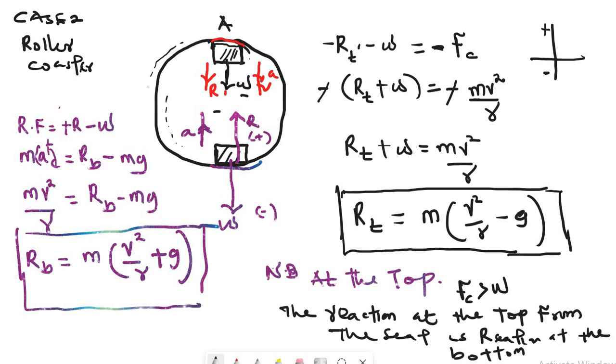Take note of that. And also, if B is not large, then at the top of the circle the weight may be greater than the centripetal force, and the person will lose contact and fall inward. You should take note of that also. Now, let's see another case.